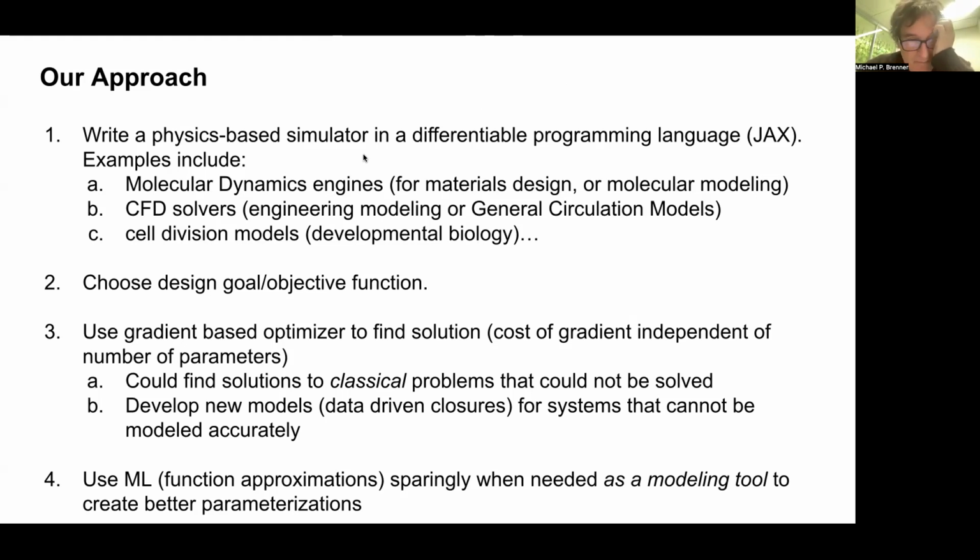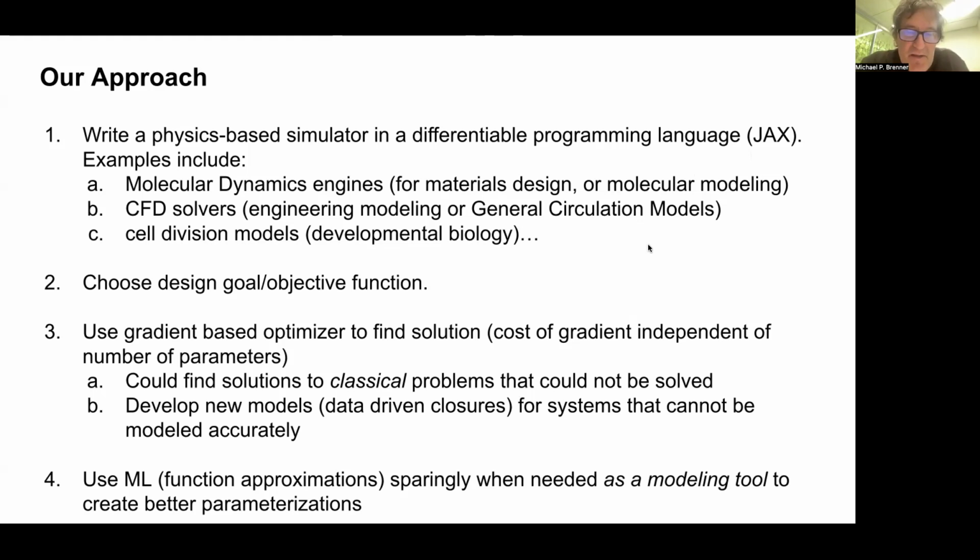This will come out in my talk. We then choose some design goal or objective function. And then what we do is we use the fact that natively, when written in JAX, we can then use gradients. We use the inherent optimizers to solve problems. They might be a fluid mechanics optimization problem, which I'll get to, or it might be making a model that's better to solve a class of problems.